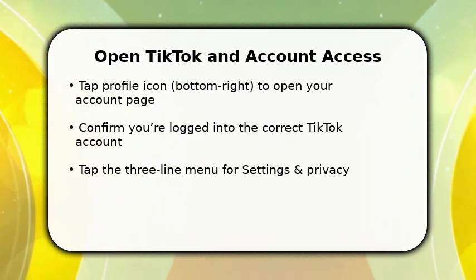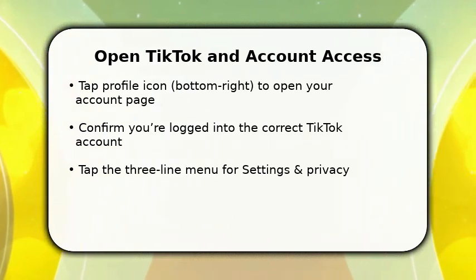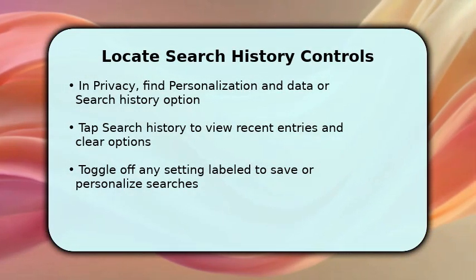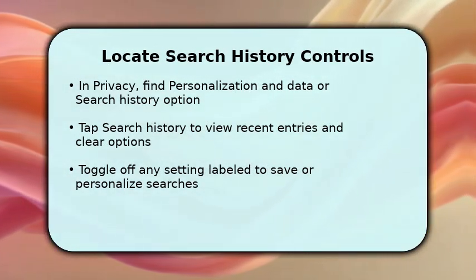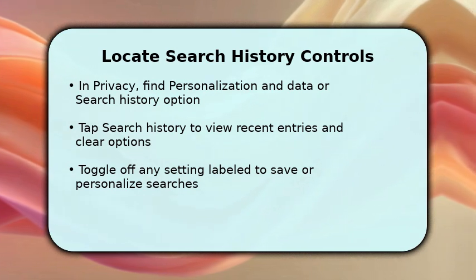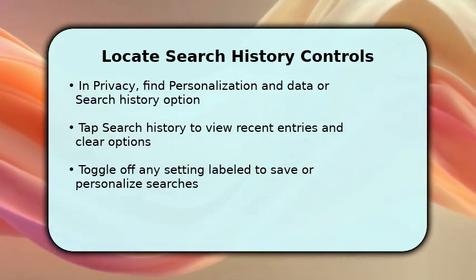Once in Privacy, find the Search History or Personalization and Data subsection. Different versions label it slightly differently. Tap into Search History to view recent queries and the Clear History button. Use Clear to remove existing entries.